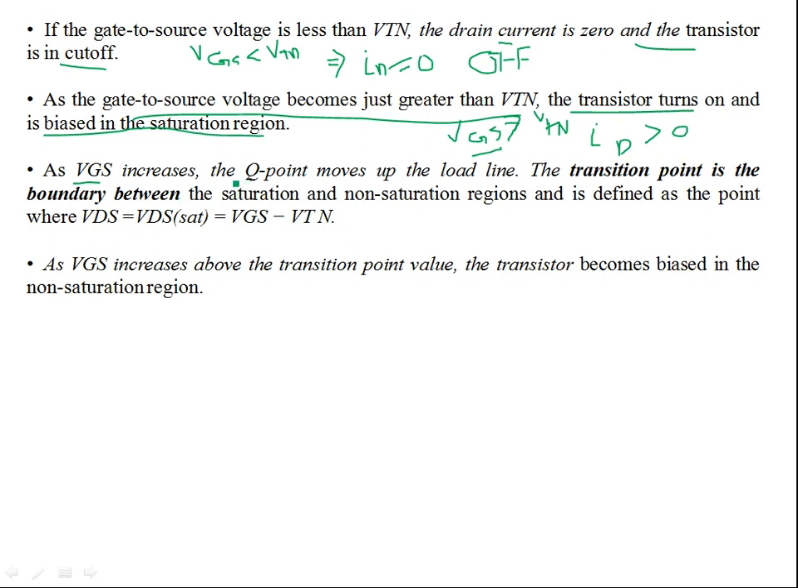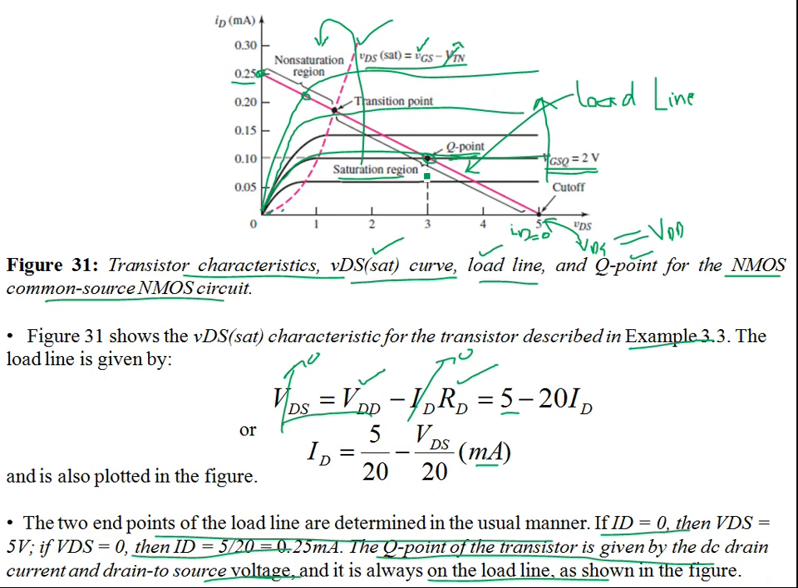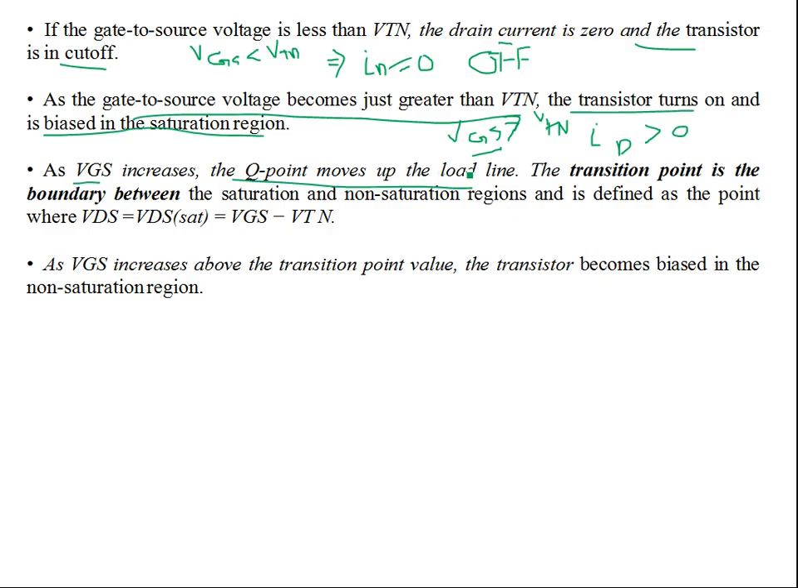So as VGS increases, the Q point moves up on the load line. As we have seen before, as VGS increases, your VDS sat also increases. So your Q point shifts upward towards the transition point, because the drain is drawing more current from the source. If that occurs, you change the mode of operation from sat to non-sat. So the transition point is the boundary between sat and non-sat regions, and it's defined as the point where VDS is VDS sat. So as VGS increases above the transition point value, the transistor becomes biased in the non-sat region.